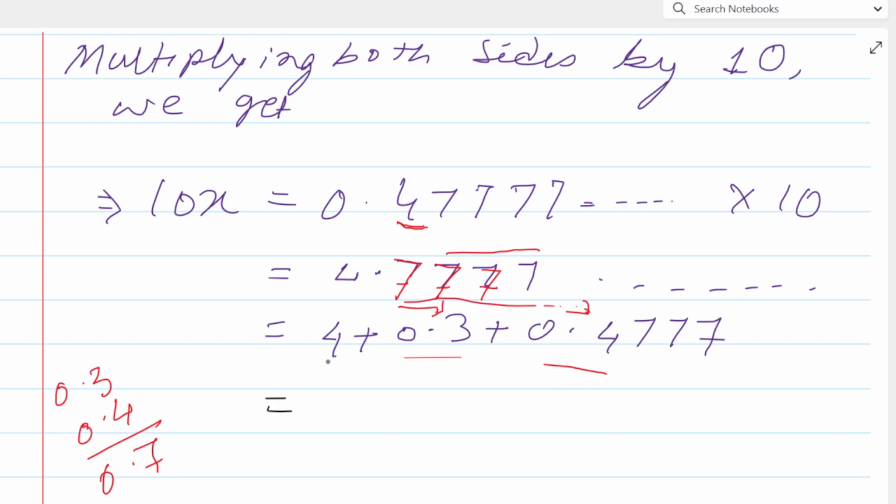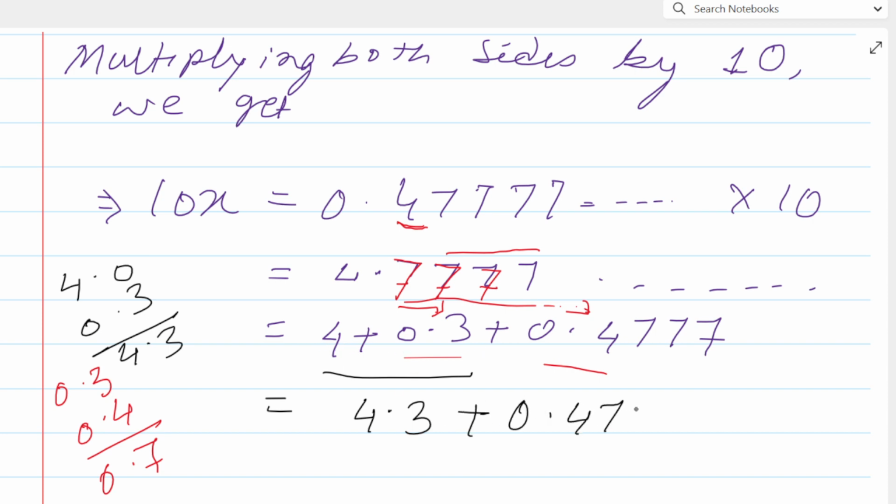Now I can write this 4 plus 0.3, added together, as 4.3. Since 4 has no point, I can take the point here and then 0.3, so I can write 4.3. The addition of these two is 4.3 plus 0.4777... I can take one more 7, no issue in that. Is it okay?